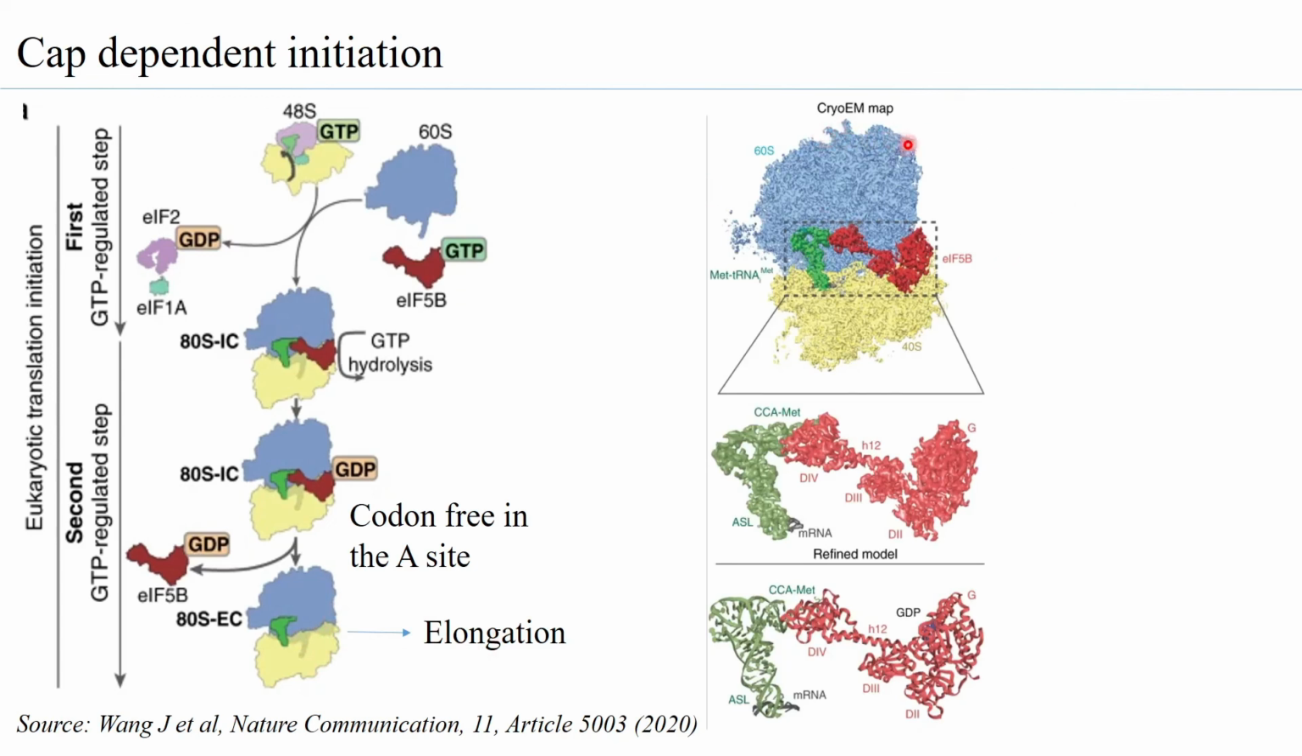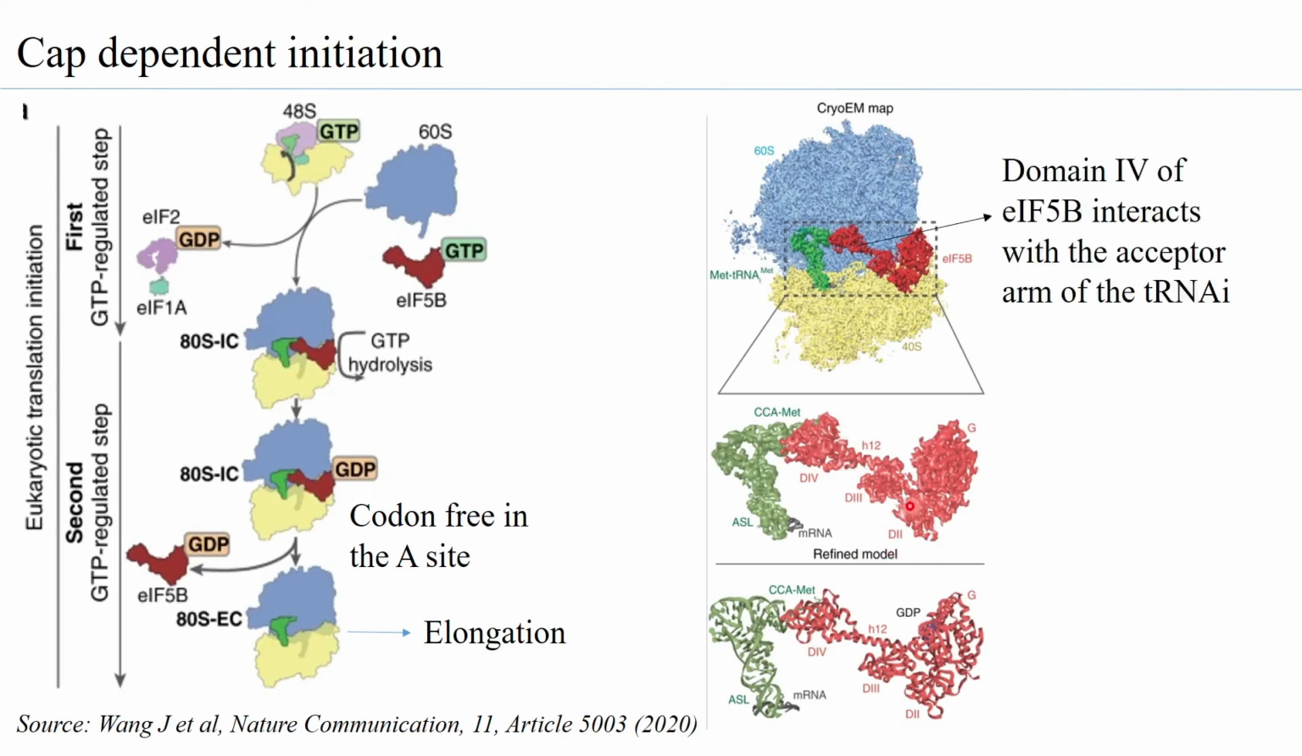As the cryo-electron microscopy map shows, you can very clearly see how the fourth domain of EIF5B is able to bind to the acceptor arm of the initiator tRNA. And therefore, when this interaction happens, its GTPase activity is enhanced. It is hydrolyzing GTP into GDP, and with the formation of GDP, it leaves the entire complex and goes away, leading to formation of the 80S elongation complex.